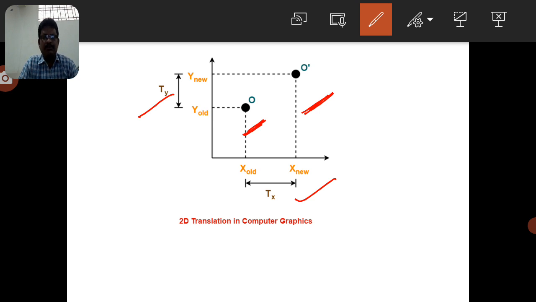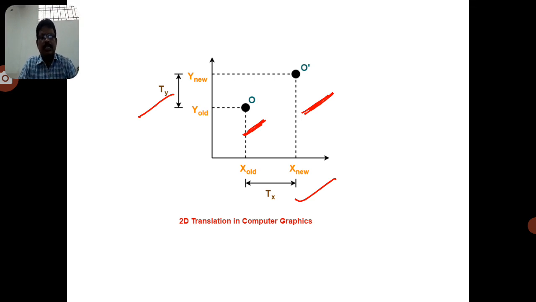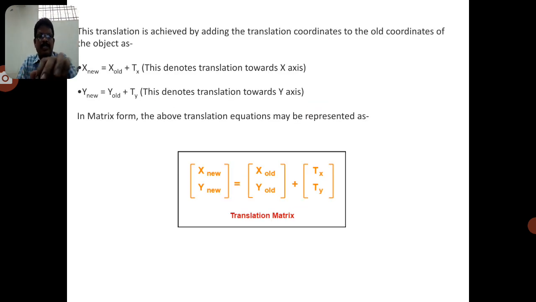So that distance can be calculated as ty. This is the translation towards the x axis and the translation towards the y axis. Now we are going to take the equation to find the distance between the x world and the new world.